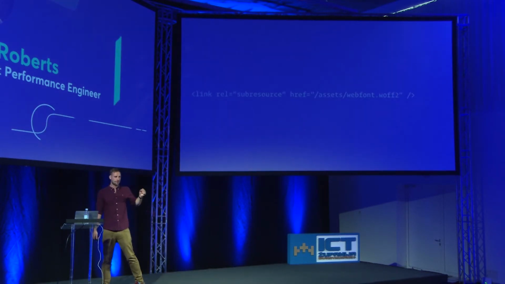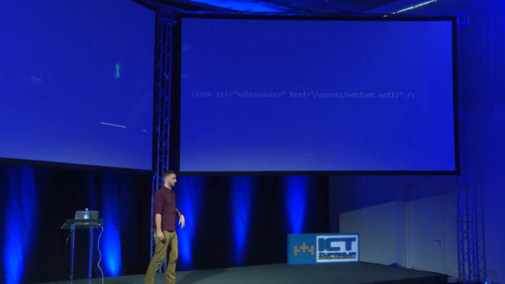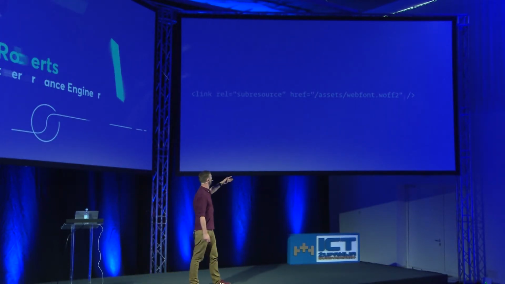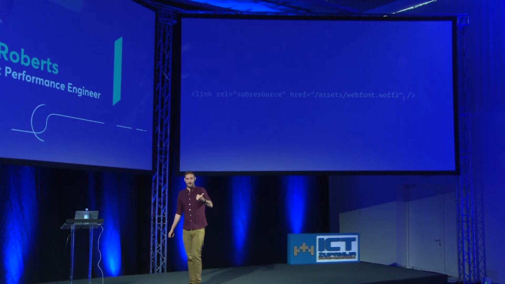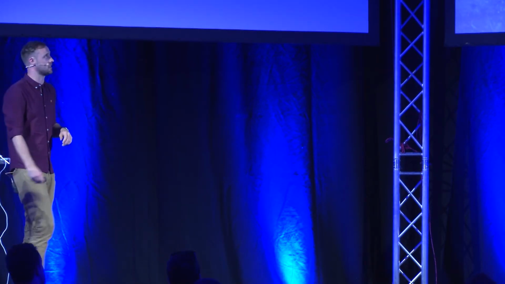Basically, subresource used to do everything that preload did, but none of the extra bits, none of the good bits. A subresource would look like this. You'll notice that we're missing as attributes, we're missing cross-origin, we're missing type attributes. Subresource is very insecure, and it wasn't very useful. So they killed it. RIP subresource.